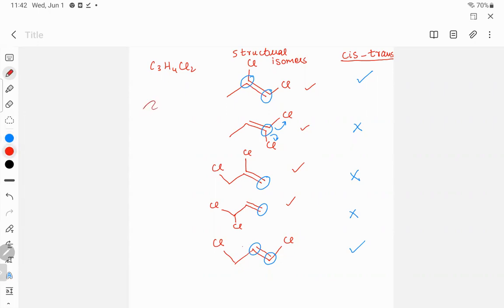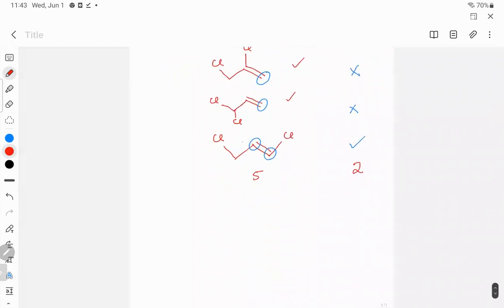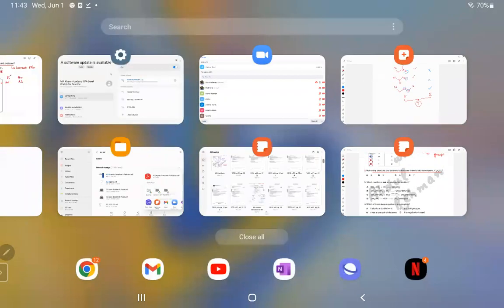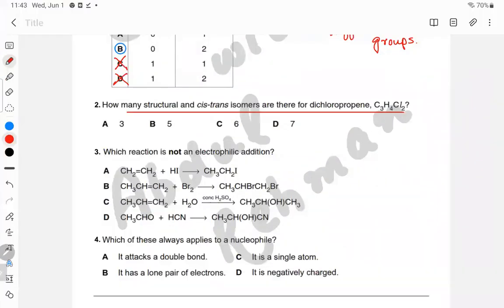So we have 5 structural isomers, and out of these 5, 2 show cis-trans isomers. So in total the number of structural and cis-trans isomers is 7. So the correct answer is 7, which means D is our correct answer. Is this understandable to everyone?